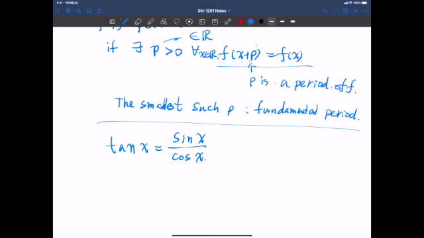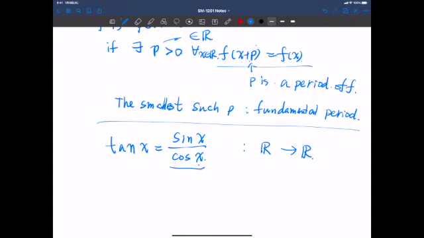Okay, but this cannot be a function from real numbers to real numbers, because cosine x can be 0. For example, in case where x is pi half, cosine pi half is 0, but sine pi half is 1. So in that case, the result is not a real number. So we say tangent x explodes, or it has a singularity at x equal to pi half.